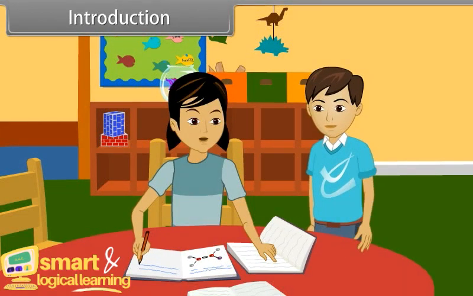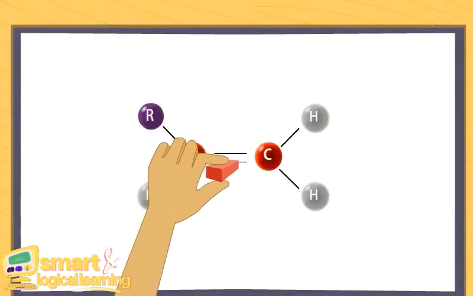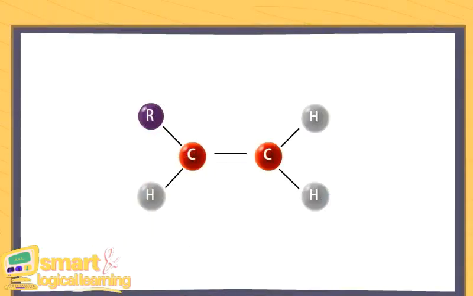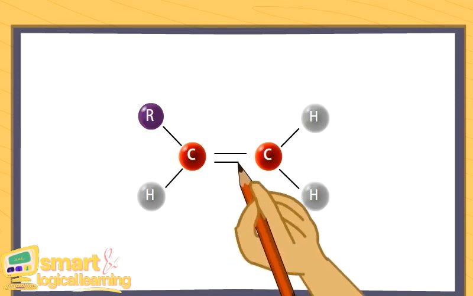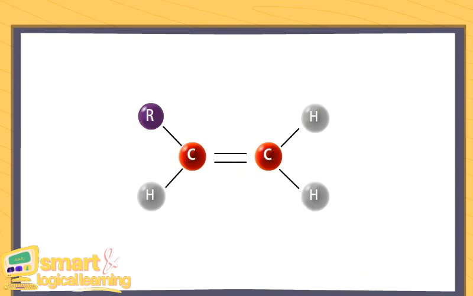Don't scrub, Ankush. Let me study. What are you studying? I'm doing my homework of chemistry. You are doing wrong. What are you doing? Now this is correct. No, this is a double bond and this is an alkene.